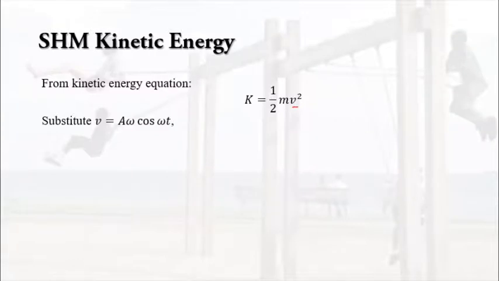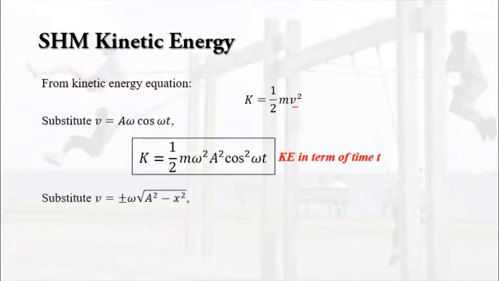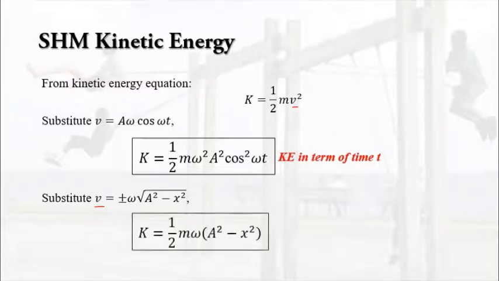You substitute it into the equation, you're going to get K equals to 1 over 2 m omega square A square cos square omega t. This is kinetic energy in terms of time. For kinetic energy in terms of displacement, you substitute v in terms of displacement. After you substitute into the equation, you're going to get K equals to 1 over 2 m omega square bracket A square minus x square. So this is the kinetic energy in terms of displacement.